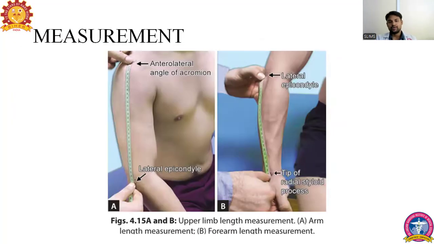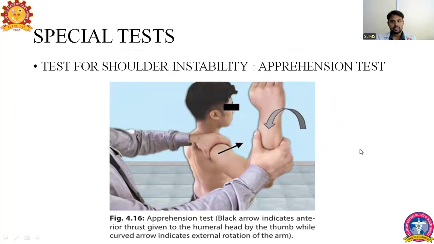So measurement. Measurement is very important. You should measure the patient from the anterolateral angle of the acromion to the lateral epicondyle. And forearm is the lateral epicondyle to the tip of the radial process. And special tests are very important. You should do the special test for shoulder instability.